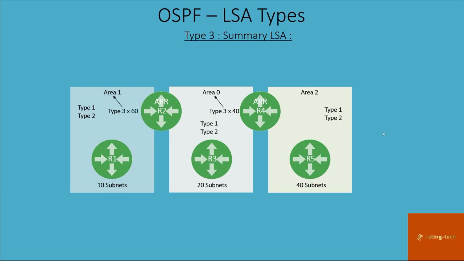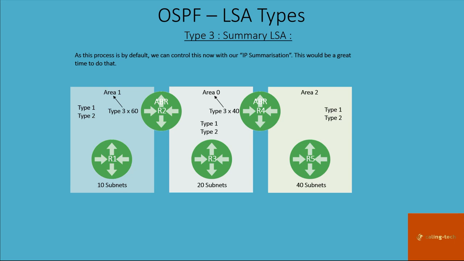Likewise, ABR R2 will flood area 1 with 60 type 3 LSAs to account for the type 1, type 2 and type 3 that it summarizes from area 0.